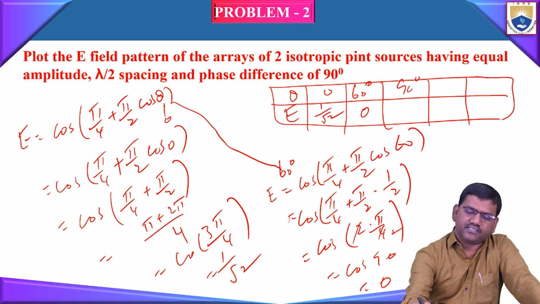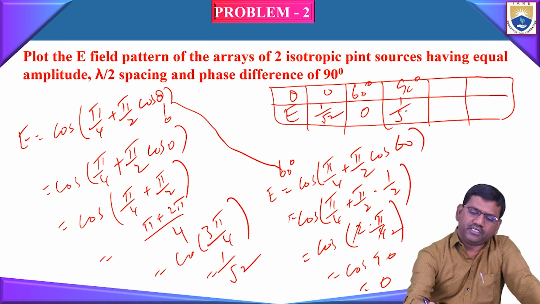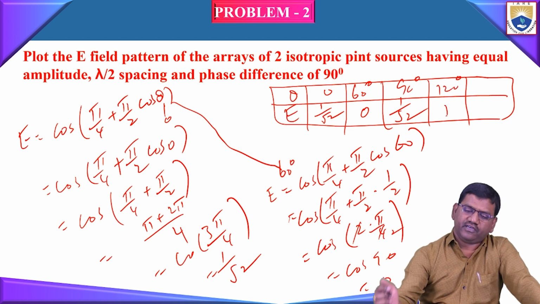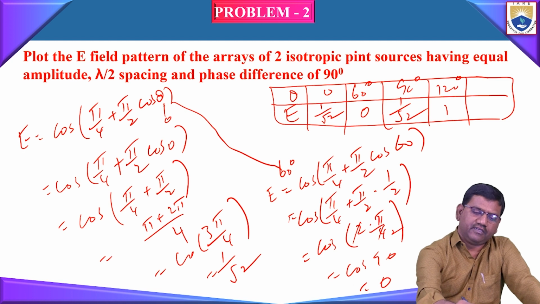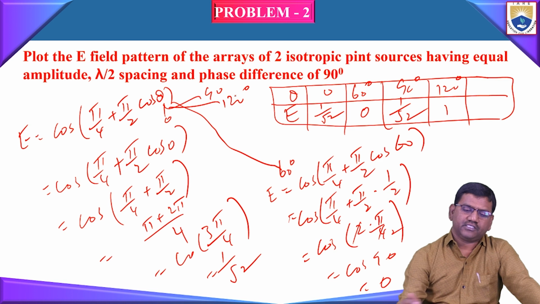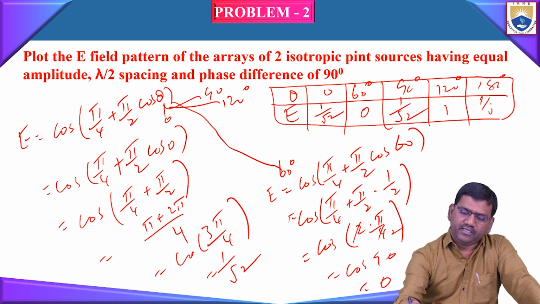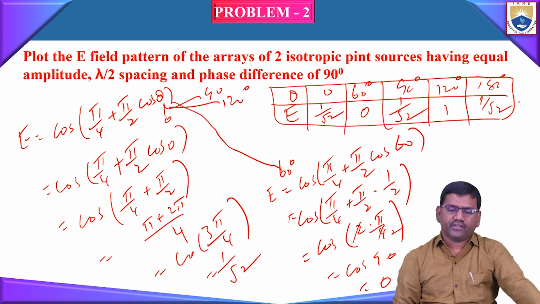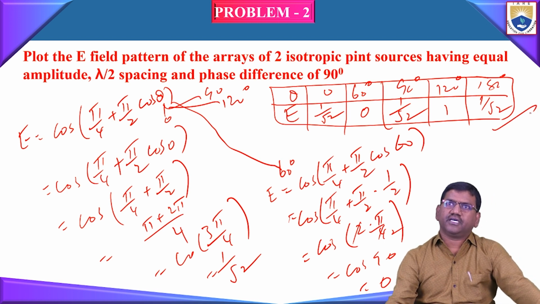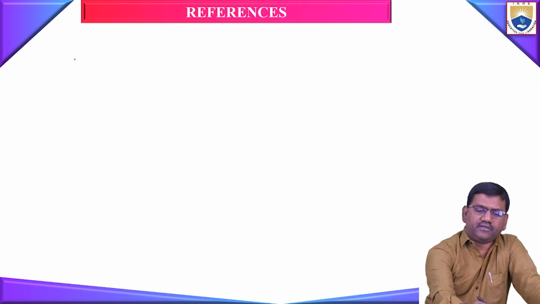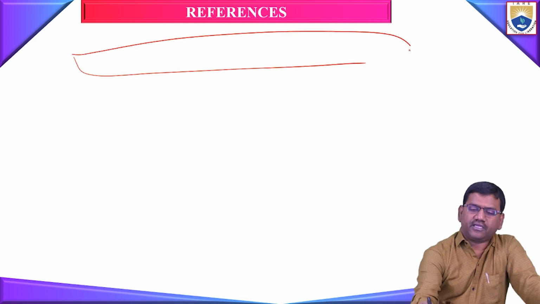For 90 degrees, you will get 1 by root 2 here. And for 120 degrees, you will get the value as 1 here. Just substitute the values of theta, varying 90 and also 120, and simplify. For 180 degrees, you will get 1 by root 2 here. So for this data, where we got the value of E and theta, we need to draw the radiation pattern. You can see the radiation pattern here for the data.